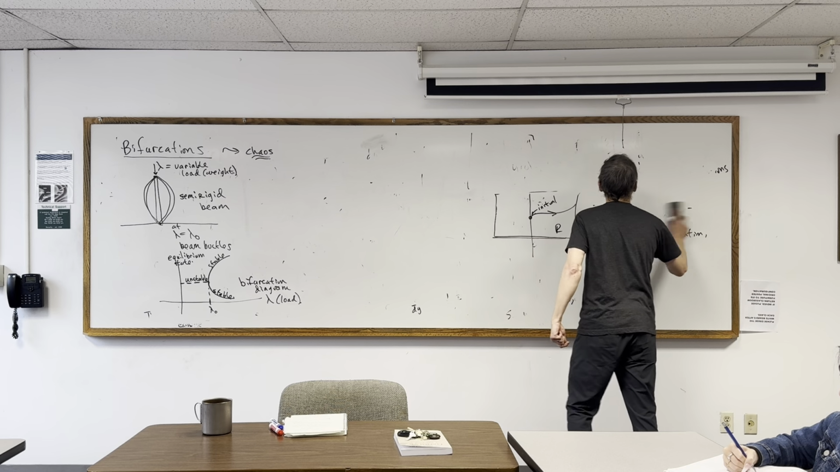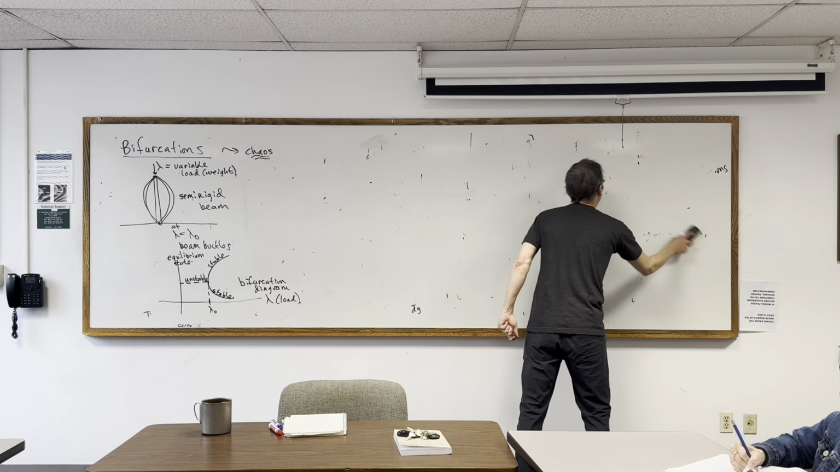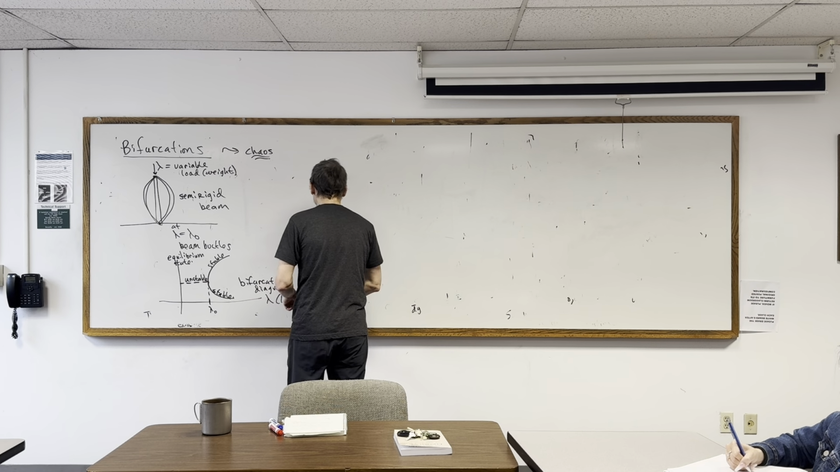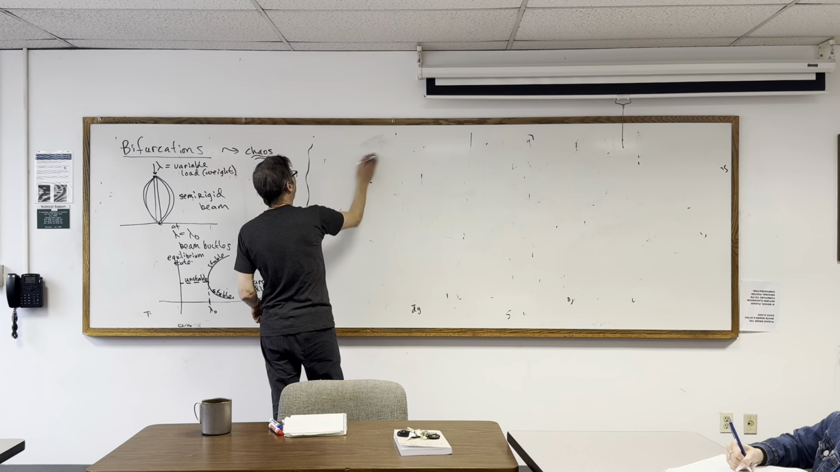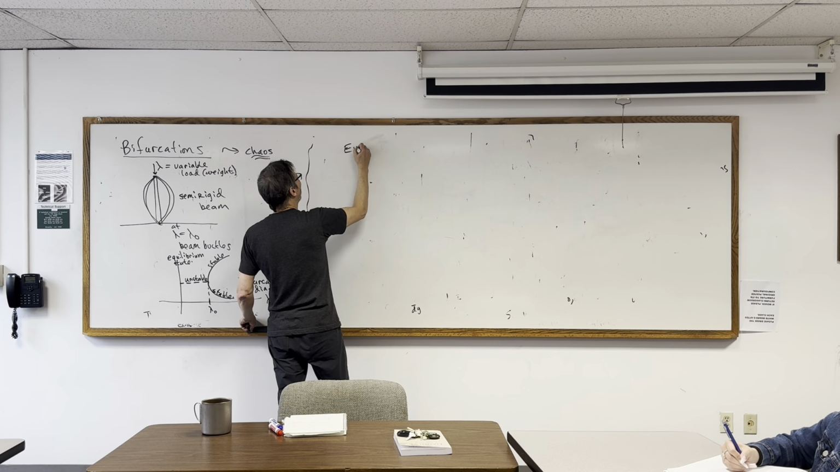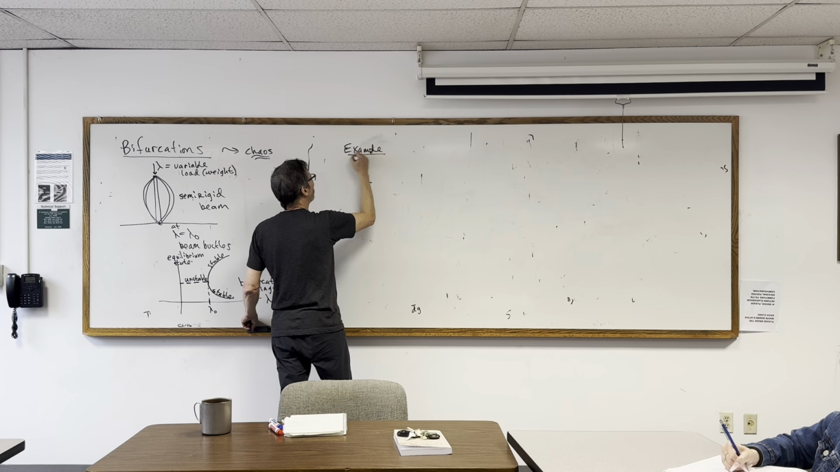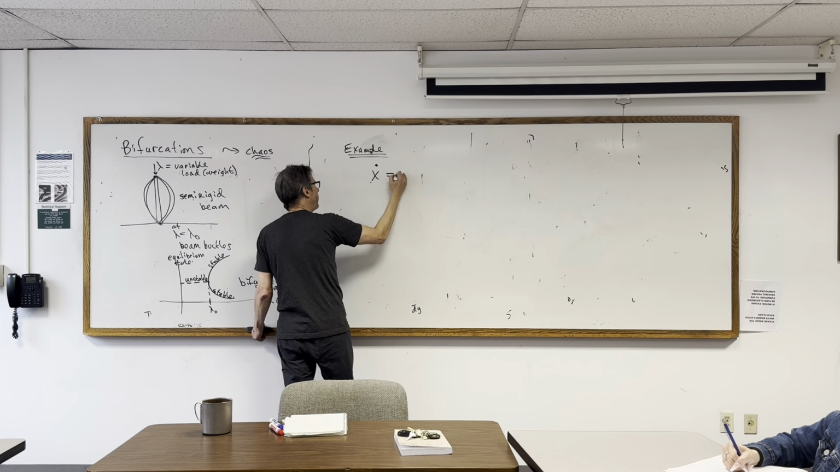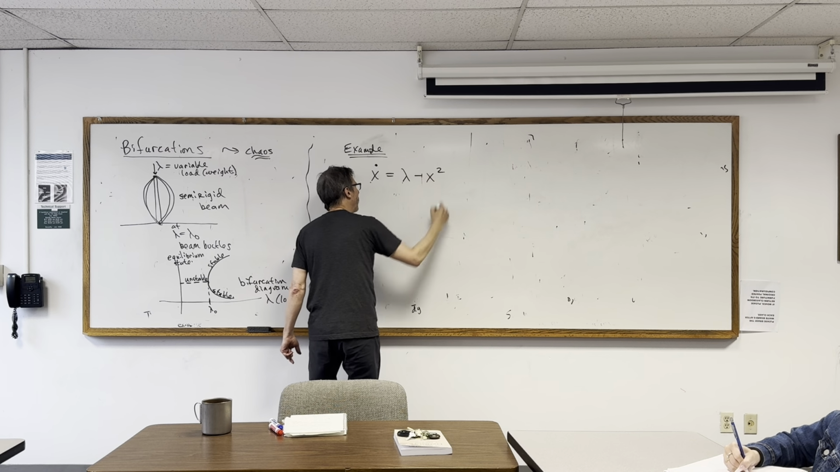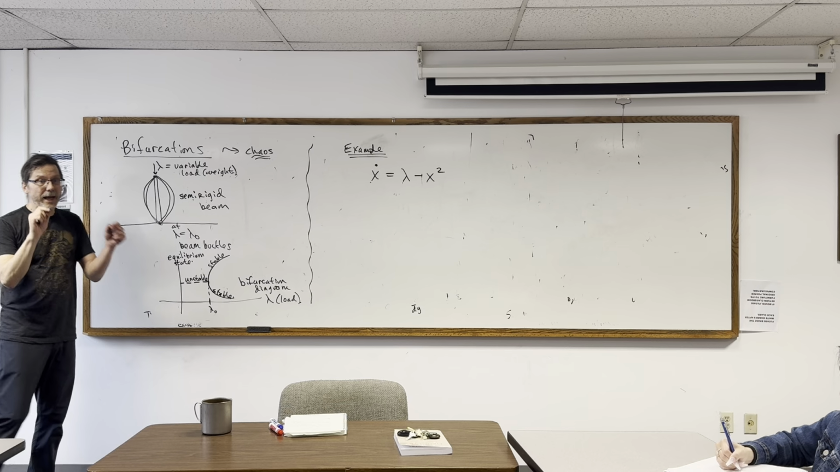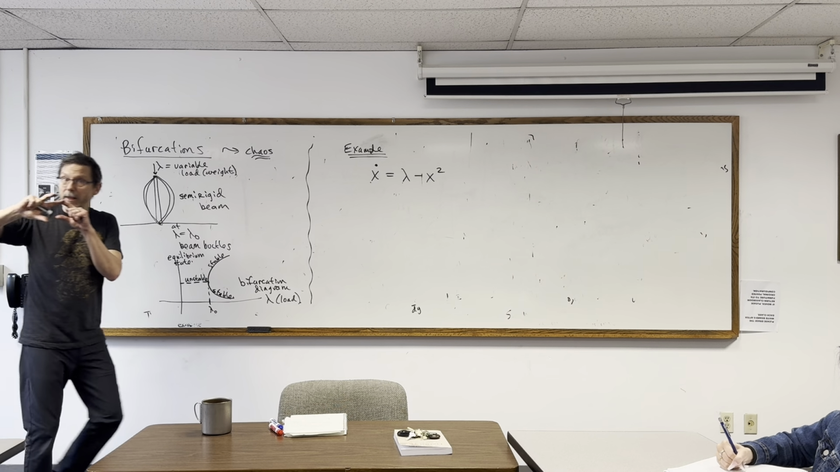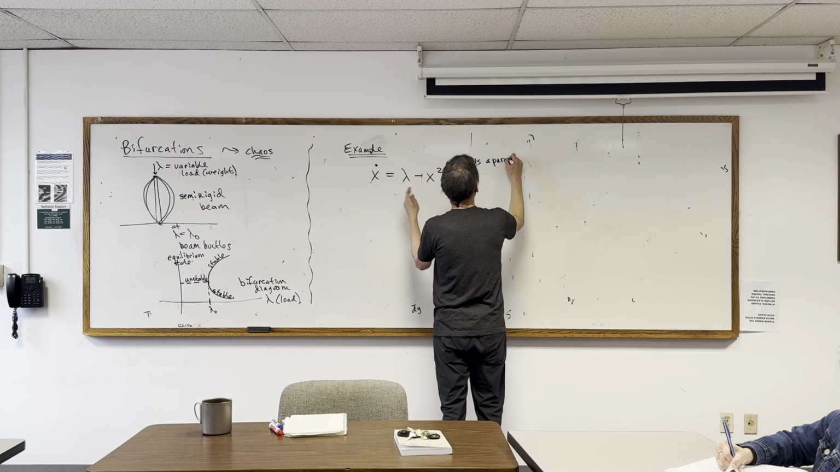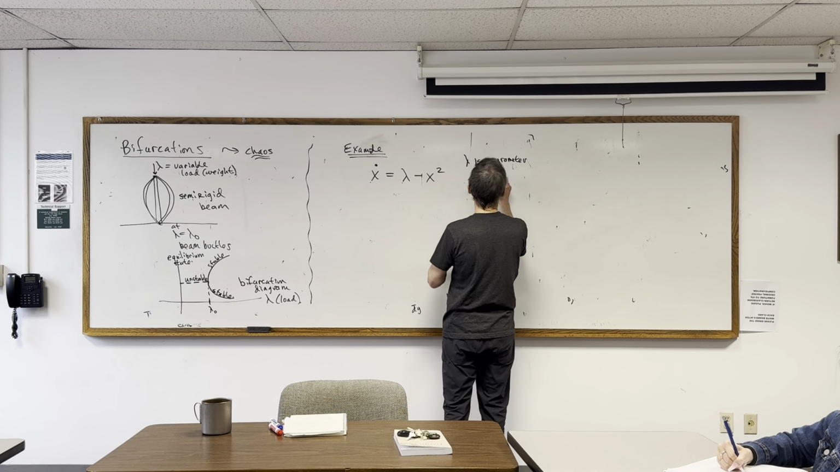Parameterized systems that undergo changes of quality in their states. This is just so much fun. Let's start off with an example. Let's say I've got x dot equals lambda minus x squared. Lambda is a control knob. So lambda is a parameter. It can take on, for this problem, any real number.